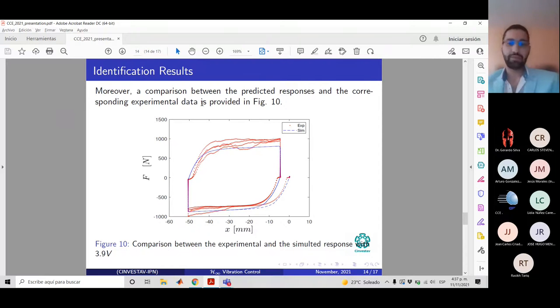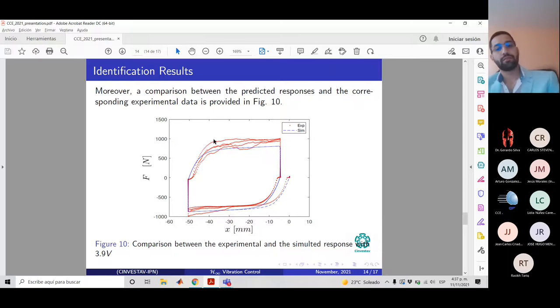Moreover, a comparison between the predicted response and the corresponding experimental data is provided in figure 10. This data is from a displacement test with 3.9 volts on the damper. In this way, we can see that the robustness of the parameter identification of the magnetorheological damper through a genetic algorithm is verified.